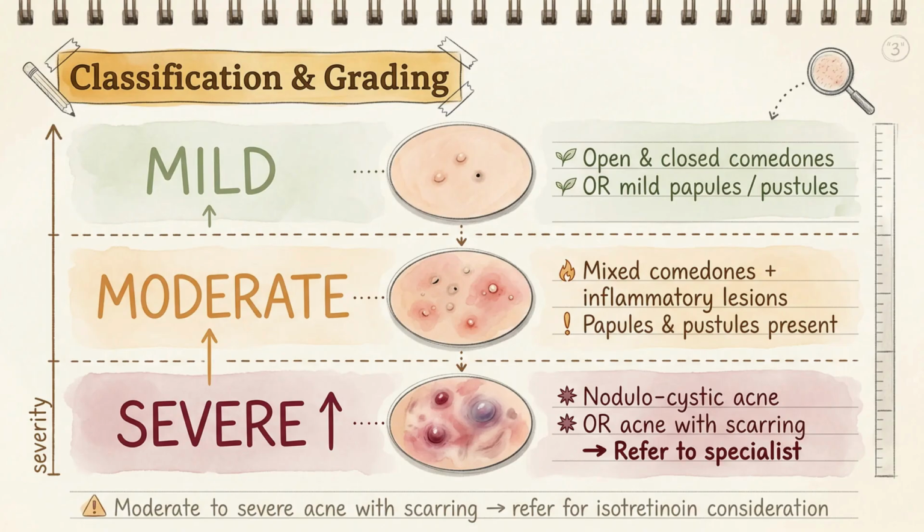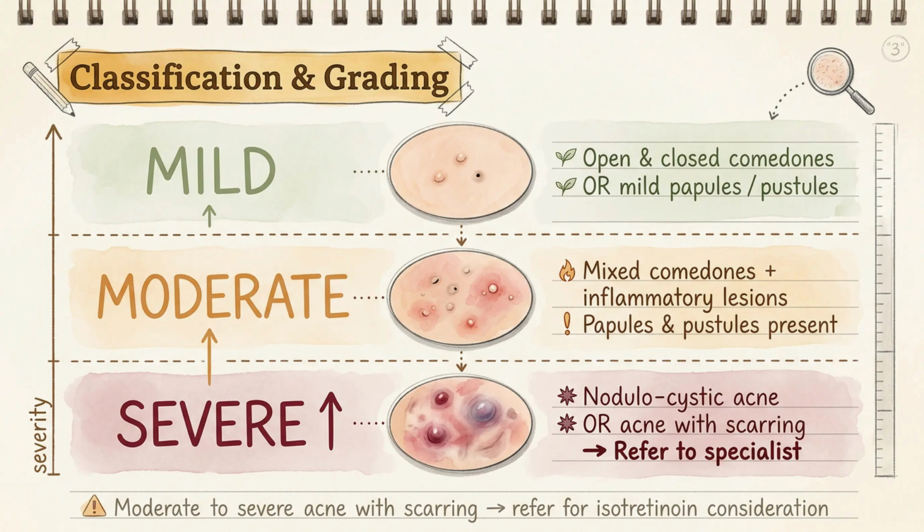Getting the grade right is the foundation of everything that follows. Your treatment choice depends entirely on whether you are dealing with mild, moderate, or severe disease. Mild acne is characterized by either comedonal disease, open and closed comedones, or by mild inflammatory lesions, meaning a small number of papules and pustules, without significant nodules or scarring.